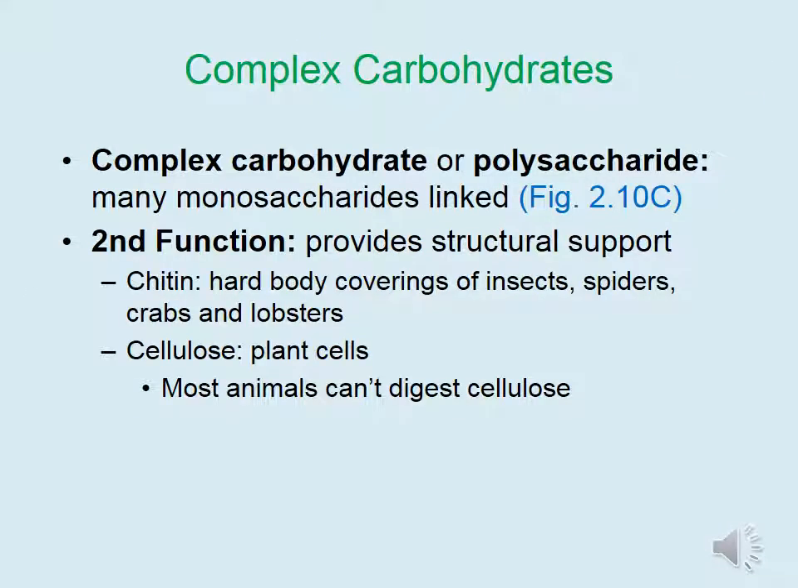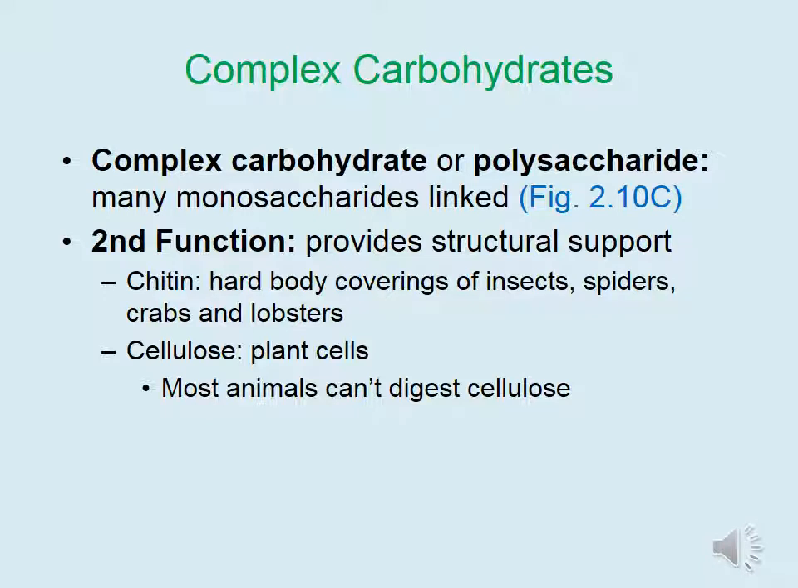Another function of polysaccharides is to provide structural support. Chitin is the hard body covering found on insects, spiders, crabs, and lobsters. If you have ever eaten crab legs, you have had to crack through the hard chitin covering to get to the meat inside. Essentially, in these organisms, the skeleton is on the outside rather than on the inside.